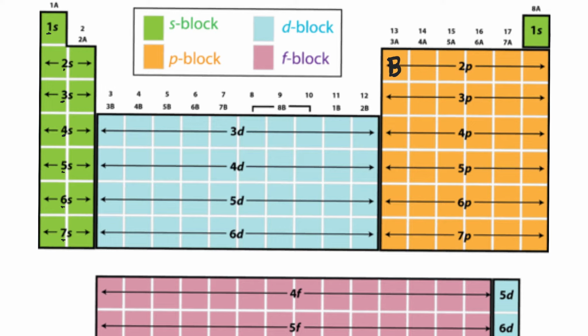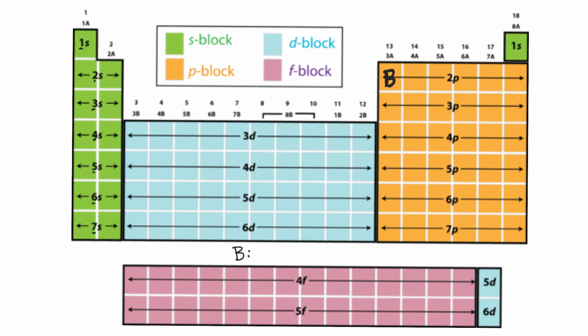In this case, since we're trying to get to boron, we're going to start from the very top and read all the way through until we get to boron. So we start at the very first row, which is your 1s. How many 1s do we have? Let's count all the way through. We have 1, 2. 1s2.